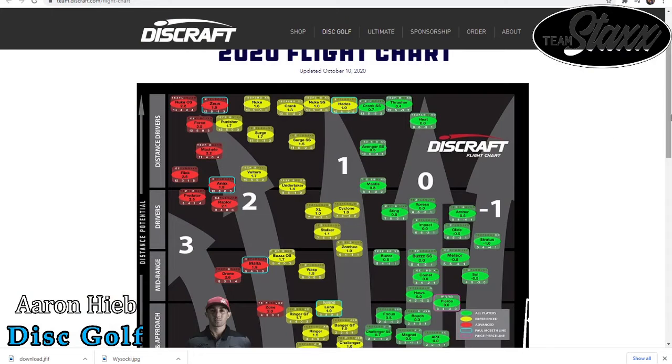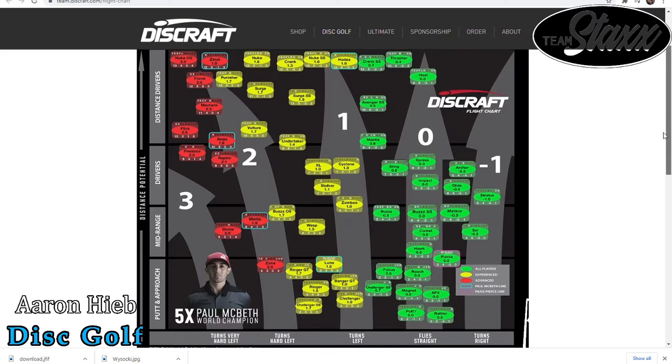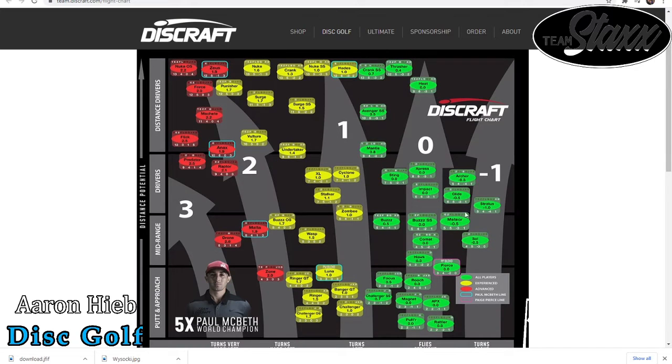Yeah, so on top of that, I would like to just go and look at a stability chart. The Discraft stability chart, I think, is a pretty good reference if you're looking for something. I like Discraft's a lot because it is pretty user friendly. You can see things that turn very hard left, turns hard left, turns left, flies straight, turns right. And you can kind of gauge exactly what you're looking for. Lower speeds will be a lot easier to get them to do that if you have a lower arm speed. Higher speeds will be a little bit more difficult unless you do have a higher arm speed and better form.